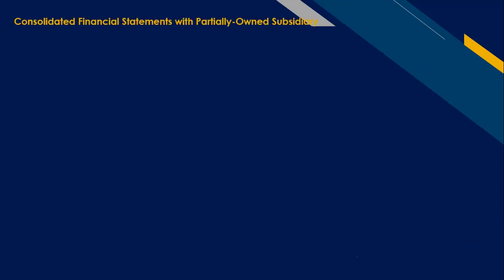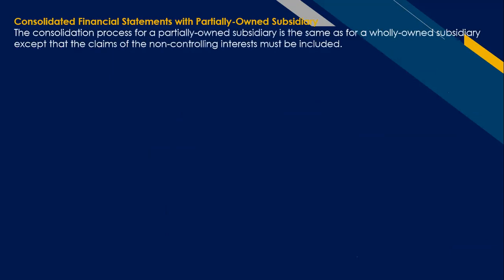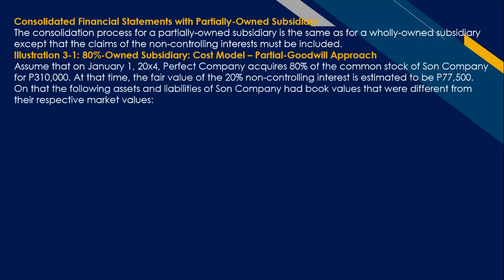Consolidated financial statements with partially owned subsidiaries. The consolidation process for a partially owned subsidiary is the same as for a wholly owned, except that the claims of the non-controlling interest must be included. Illustration 3-1, 80% owned subsidiary, cost model, partial goodwill approach.